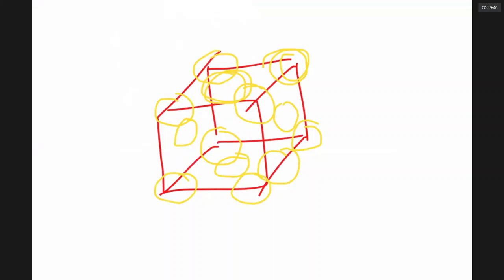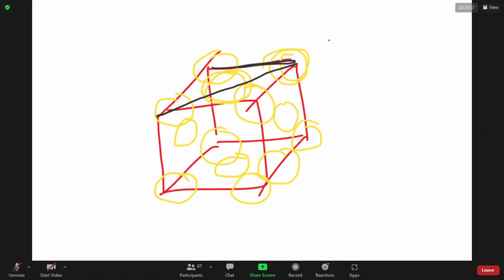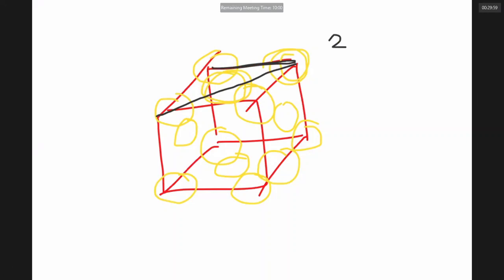Now, sir, I want to examine this face-centered cube. Here they are touching each other. What is this equal to? All are touching each other. 2R. It is root 2R. What is this? It is 2R different. What is this? Root 3, 2R.